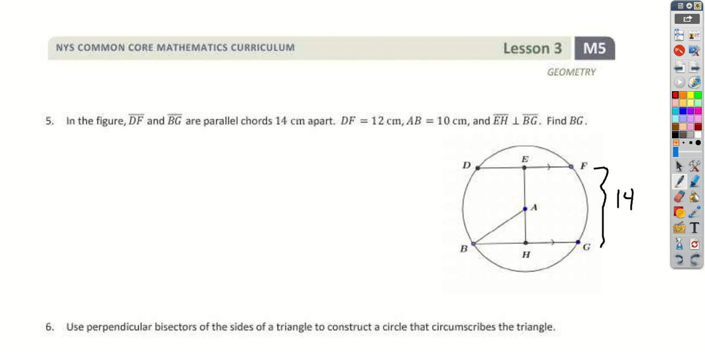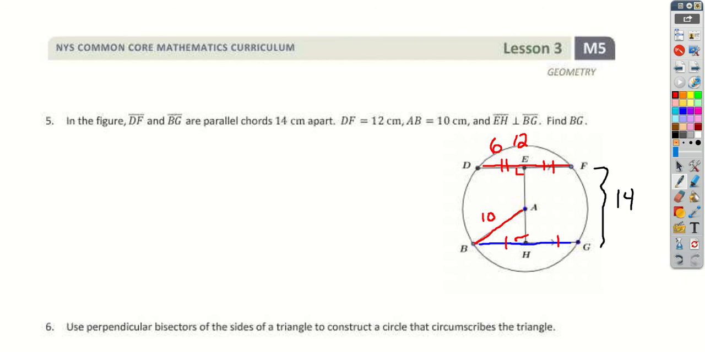All right, now DF, which is this line, is 12. And AB, which is our radius, important, right, is 10. We want to find the length of BG, which is that line all the way down there. We want to get this, okay? Now, we know that EH and BG are perpendicular, so we know that this is going to get cut in half, which is important. And these lines are parallel, which means this is also going to be perpendicular, and this gets cut in half, so that's also helpful because this has to be 6.